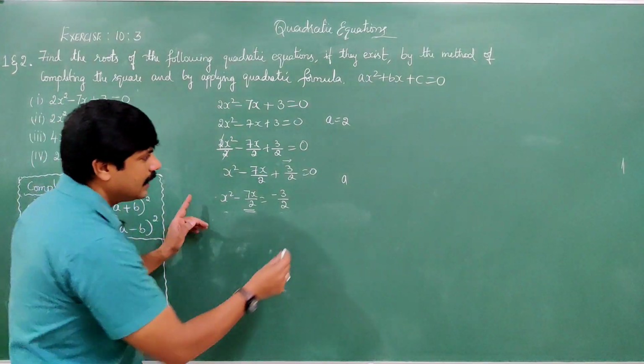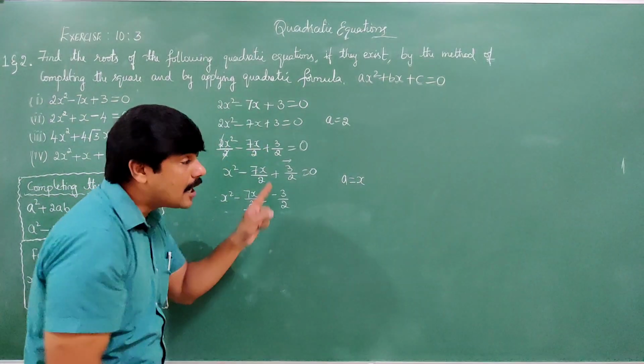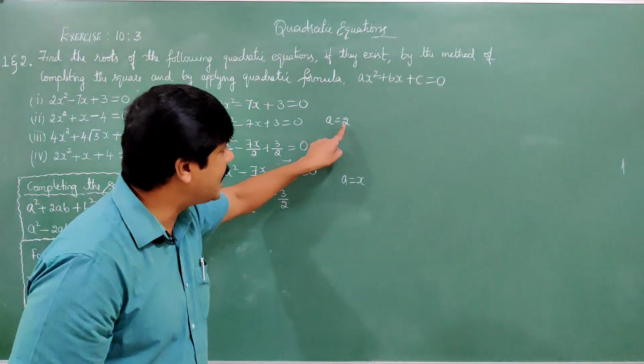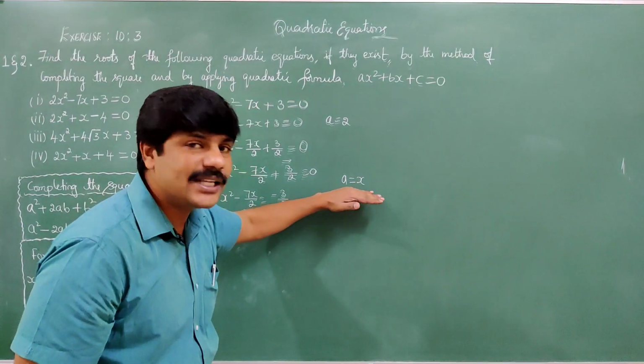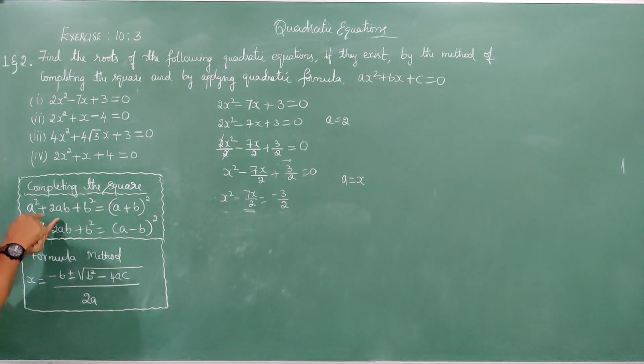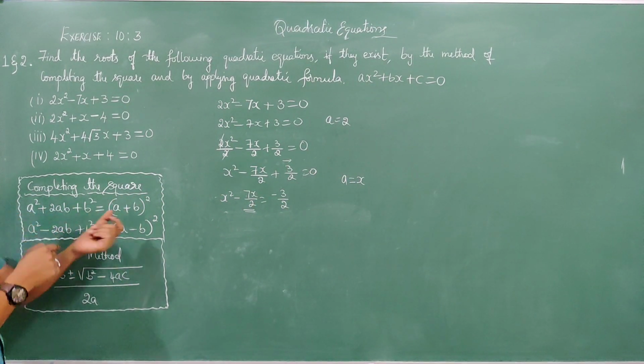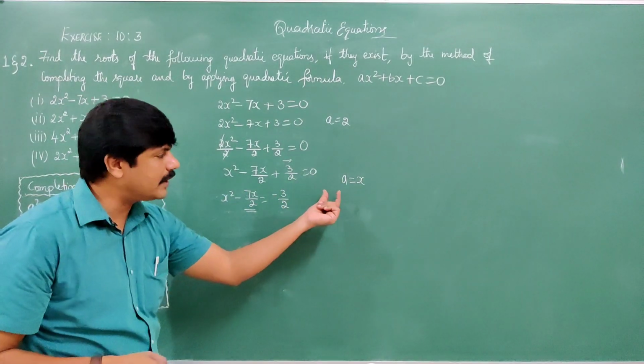Considering this formula, A equals X. Not considering the coefficient, understand properly. Here A is equal to X with this standard equation, the (A plus B) or (A minus B) whole square formula. Here, in place of A square, what is there? X is there. So A is equal to X.